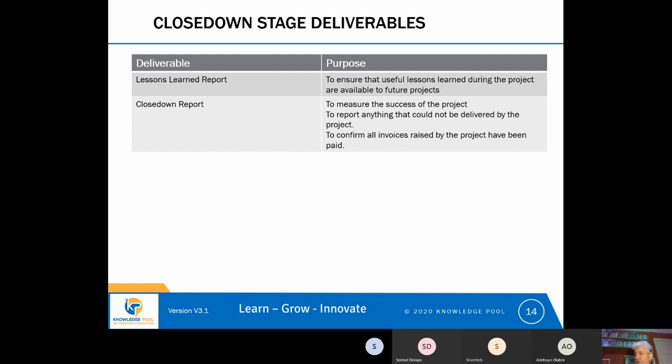So if somebody is considering that perhaps we need a new project for a new CRM system, they might look at the lessons learned report for our current CRM project to see what problems we had. And it's with that process of learning about problems that organizations improve. So there are just 2 deliverables within the close down stage, and that would be our lessons learned report and the close down report. Are there any questions on these deliverables?